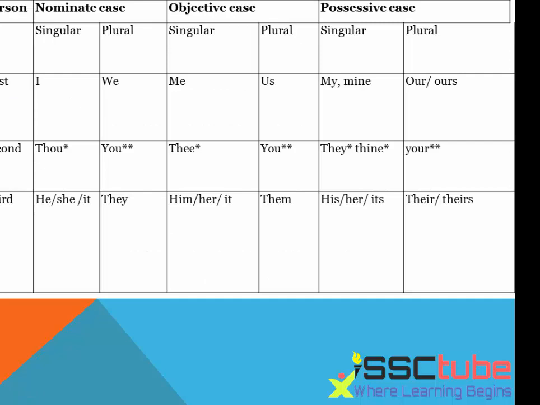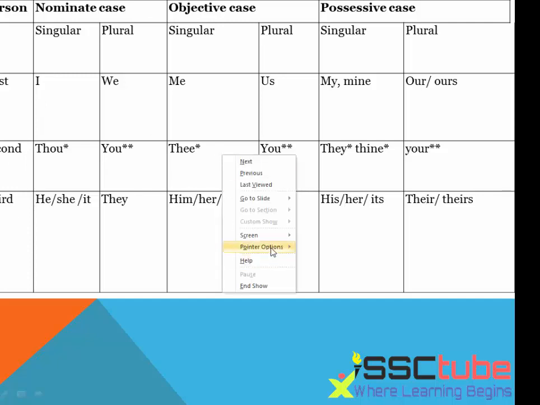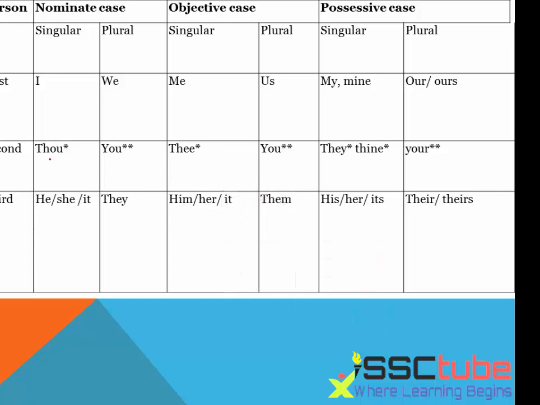See, this is the nominative case. Just read it once. This is the objective case and this is the possessive case. First person, second person and third person. I is the singular one. We is the plural one. Thou in the singular, you in plural, he, she, it in the singular, they in plural. Just read them once and then we're going to study in the next slide.